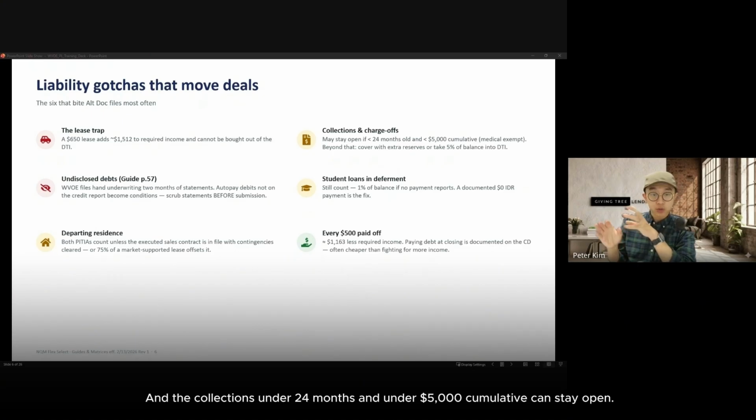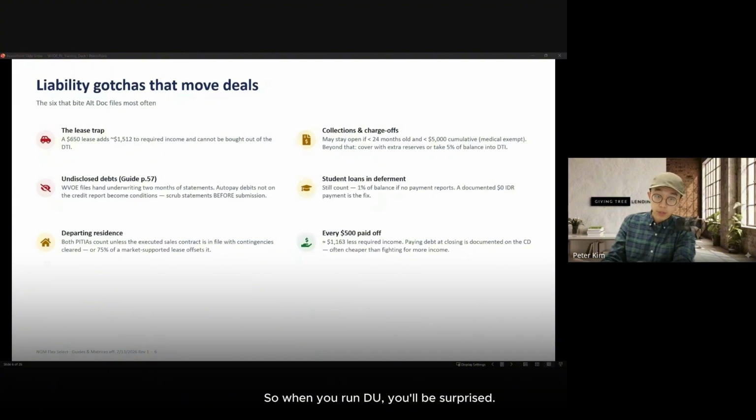Collections under 24 months and under $5,000 cumulative can stay open. So when you run DU, you'll be surprised. Multiple collection accounts under $5,000 can remain as is. You don't have to touch it. You don't have to settle it. Beyond this, it's an extra reserve or 5% into the DTI. Again, 5% is the key term that you have to memorize.